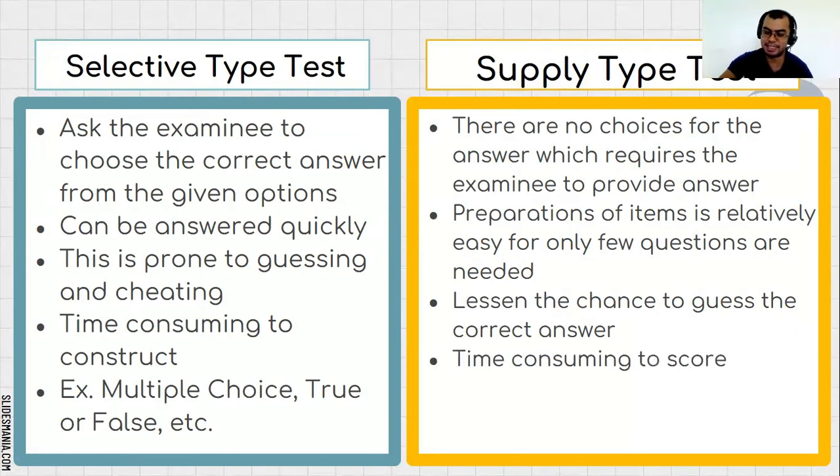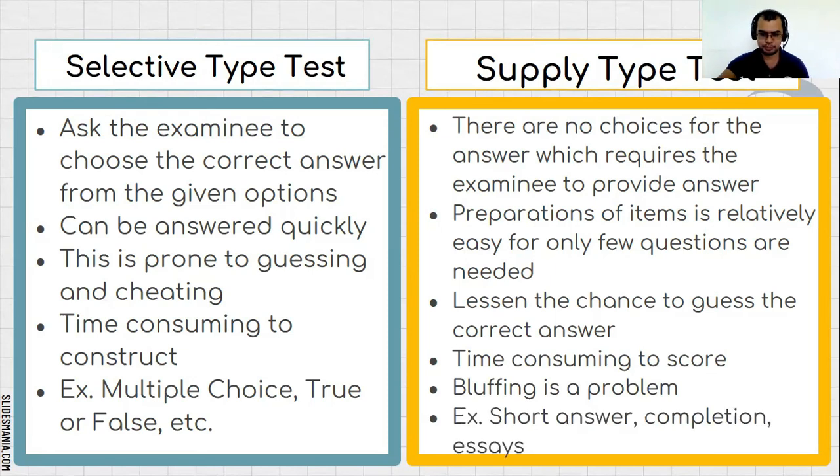However, this is time consuming to score because you really have to consider this one. You have to consider the synonyms. You have to consider the tenses of the verb. And bluffing is a problem. Sometimes, especially if that is identification, they don't know what is the correct answer. They will write the name of their pet. They have to write the name of their classmates. So that is bluffing. Examples for this are short answer, completion, and we can also have essays for this.